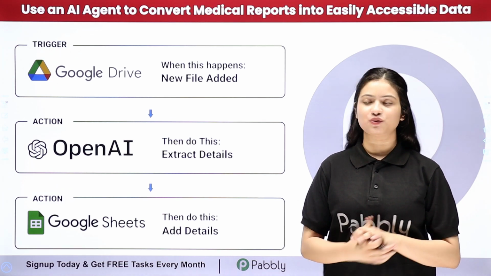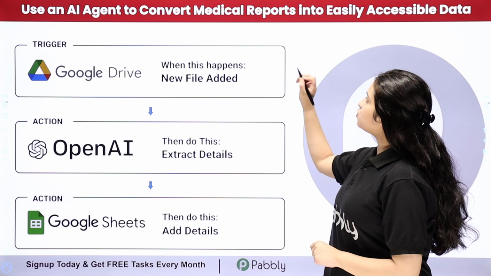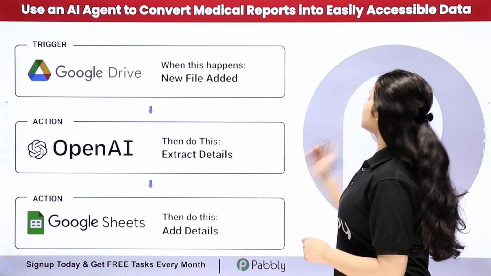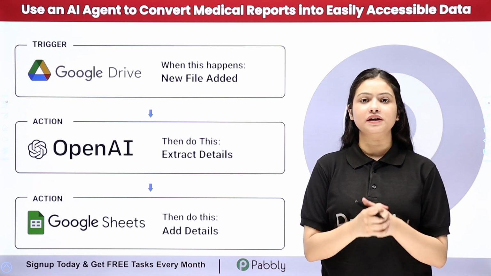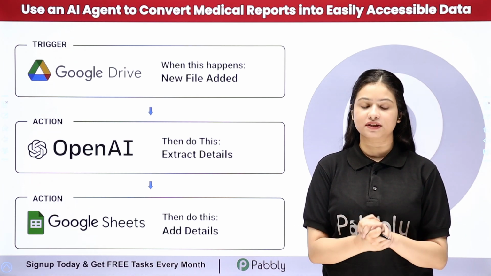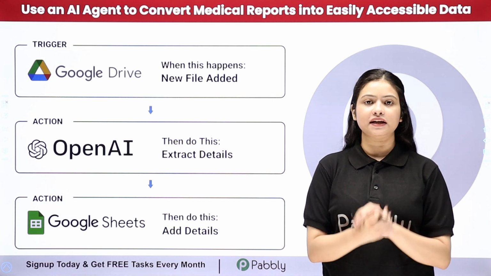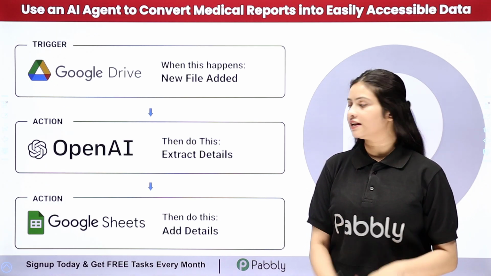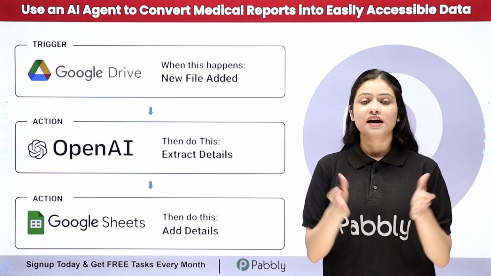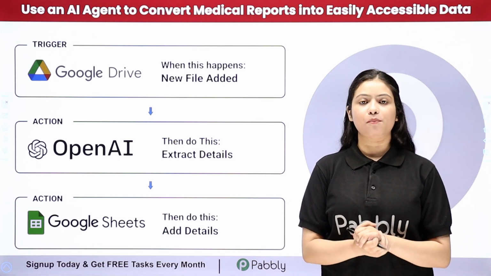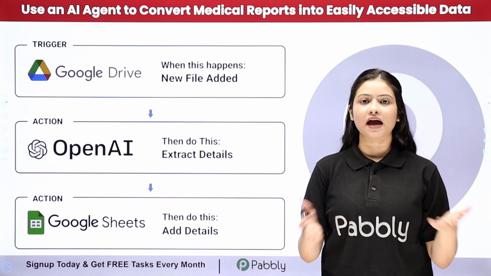In this video, we are going to learn how to use an AI agent to convert medical reports into easily accessible data. So I work in a medical diagnosis center and we are receiving multiple PDF format of medical reports. I need to extract the necessary details from these medical reports and add the details for a record in my Google Sheets. But doing it manually is a time-consuming process, so I have decided to automate it with the help of my AI agent, that is OpenAI and Pabbly Connect.